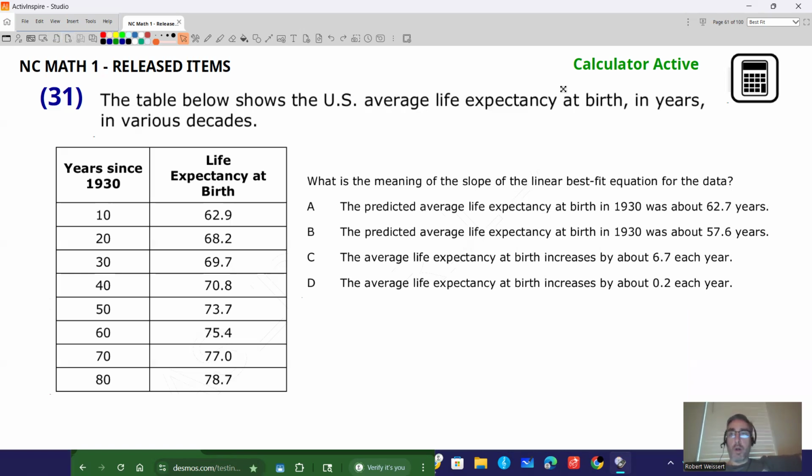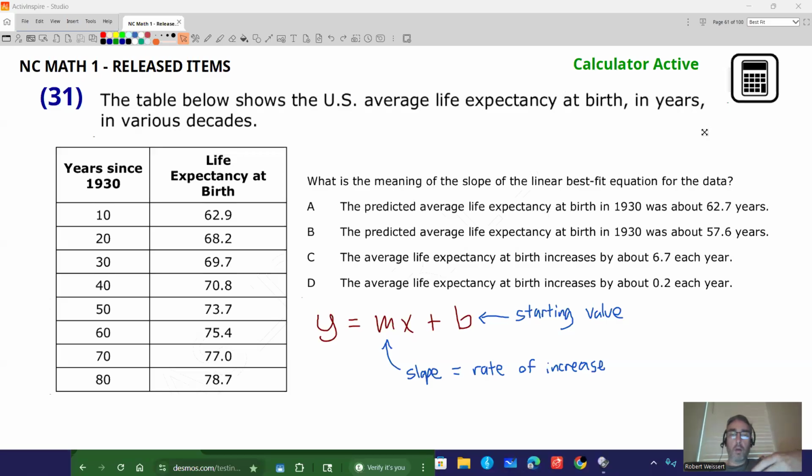Well, the first thing is we want to understand what the meaning of slope is. So in your y equals mx plus b format, the m value being the slope is generally just your rate of increase, how much the y value goes up as the x value increases, or the y value goes down if the slope is negative. Whereas the b, the y-intercept, is just your starting value. So you can actually eliminate two answer choices just on this alone.